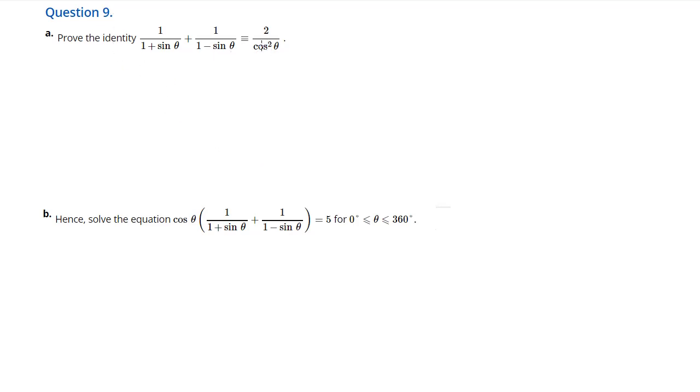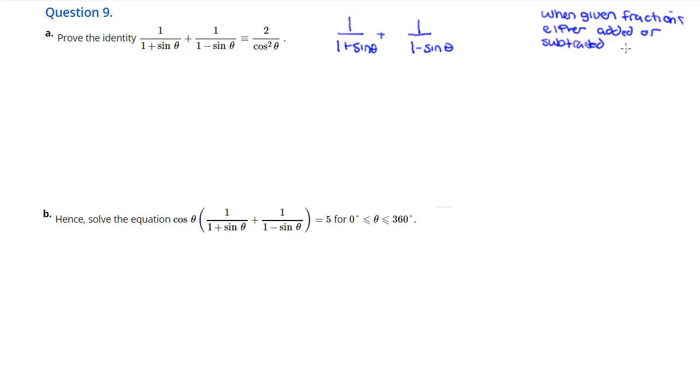Okay, here we are on number 9. We are going to prove that I can take these two fractions and add them together, and when I do, it's going to equal 2 over cosine squared. So just keep in mind, when you're doing a proof, there's a lot of times where they love to give you fractions. If they give you fractions and they're either added or subtracted, then try to find a common denominator, because it's just a real common thing to see happen in a proof.